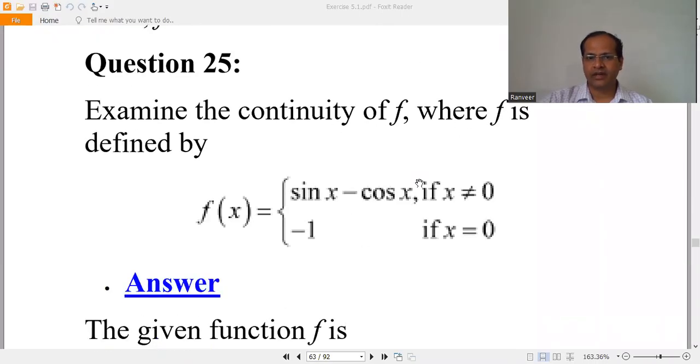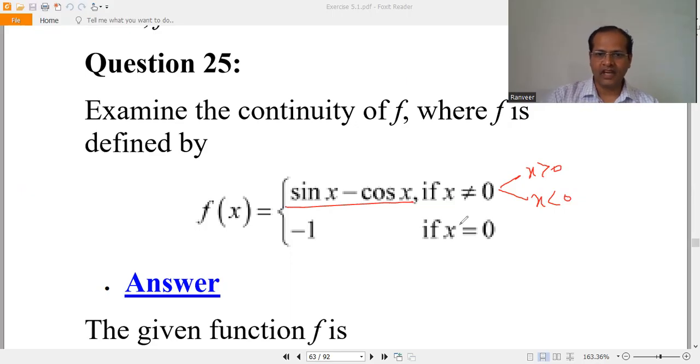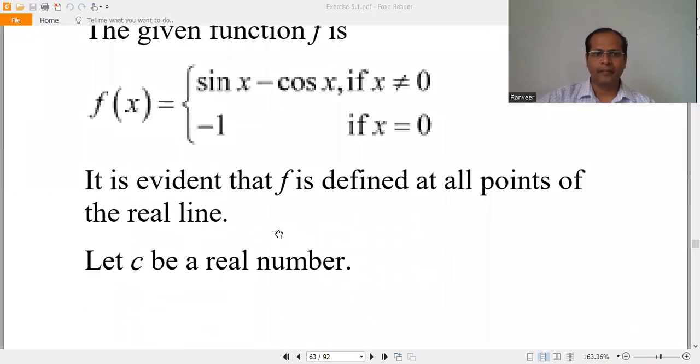Examine the continuity of the function. It is the same type of question. First of all, we consider 0 minus and 0 plus, that is x greater than 0 and x less than 0, where the function definition is the same, and x equal to 0. If all the values at 0 plus, 0 minus and x equal to 0 are -1, then only it is continuous. So we can check here.